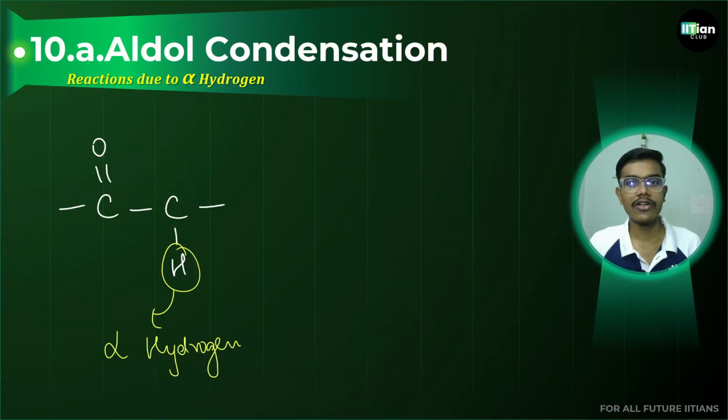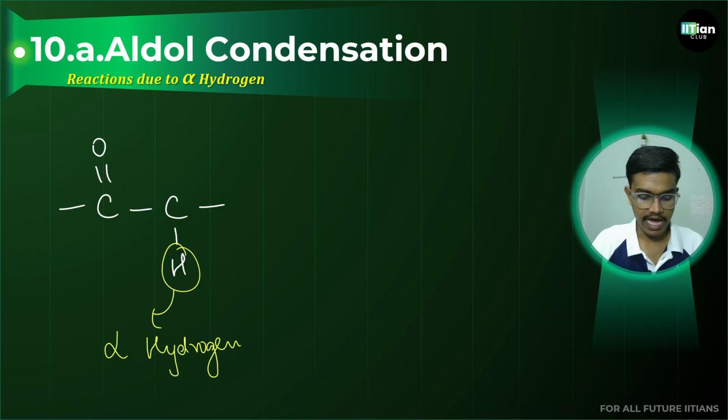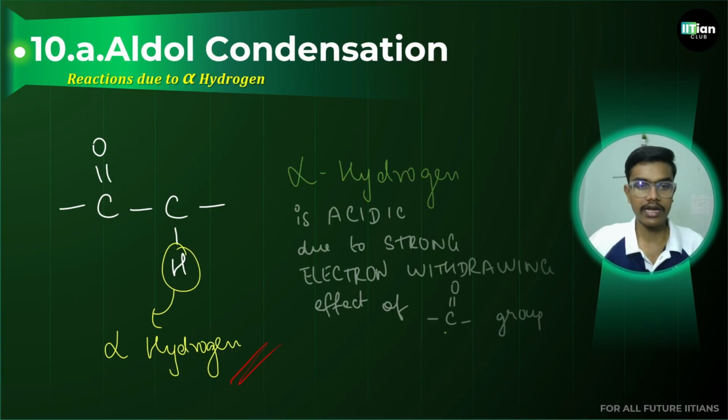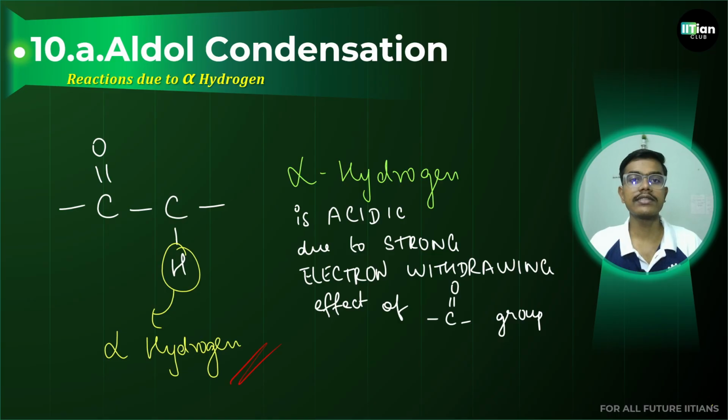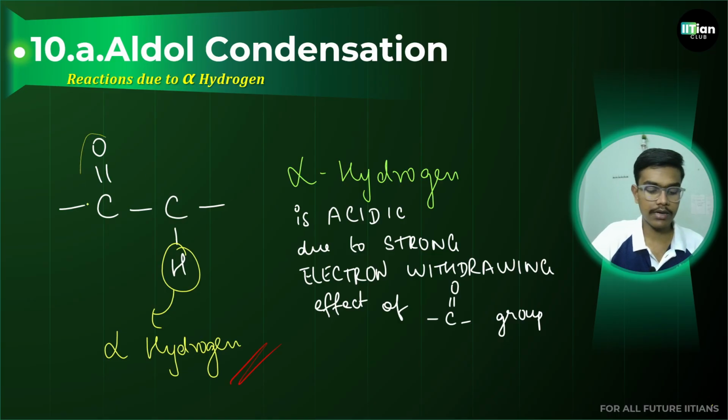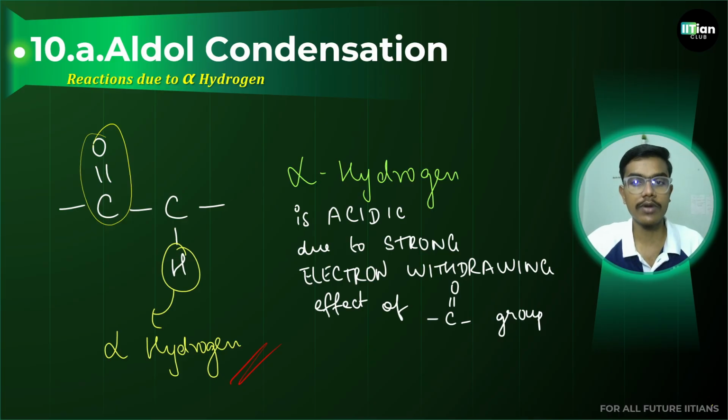Next up, we have aldol condensation, and this reaction happens only when there is a presence of alpha hydrogen to the carbonyl compound. Hydrogen attached to the carbon adjacent to the carbonyl group is called the alpha hydrogen, as you can see over here. You should also note that alpha hydrogen is acidic due to the strong withdrawing effect of the carbonyl group. Hence, it is more acidic.